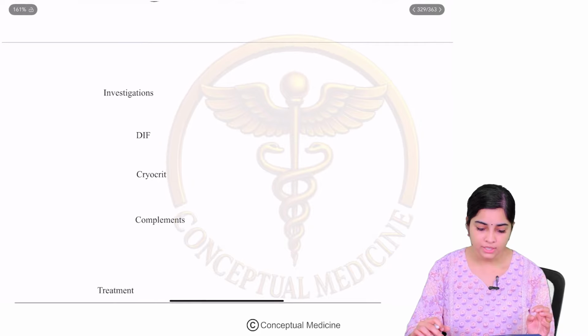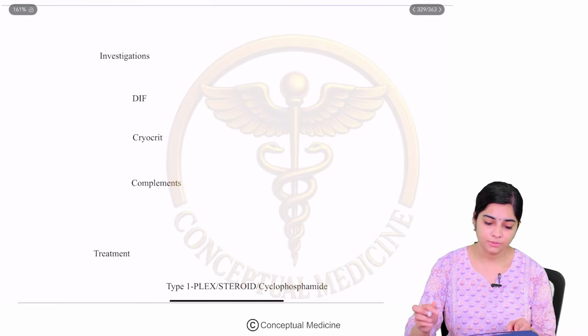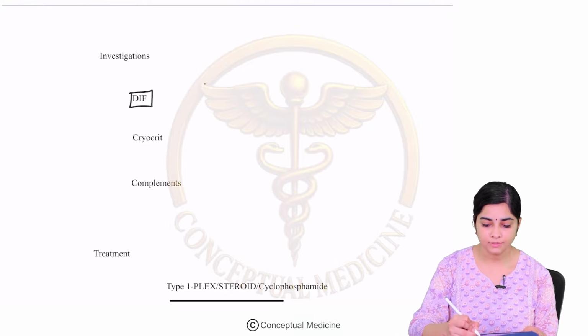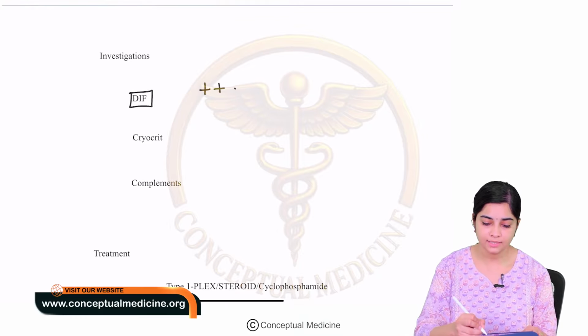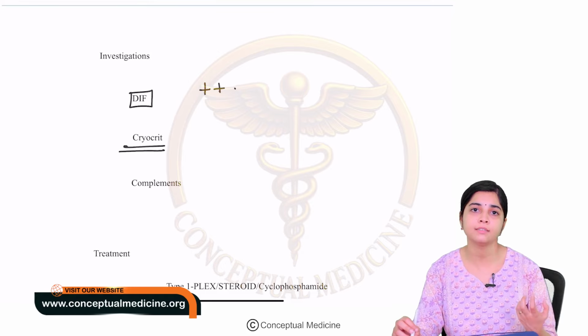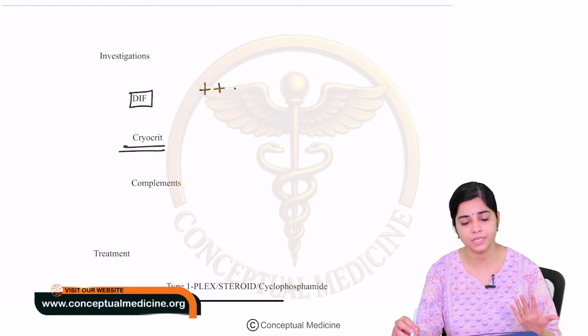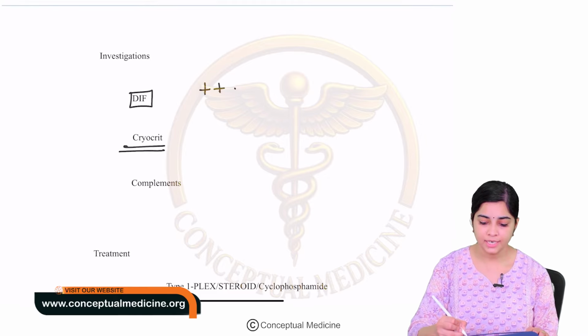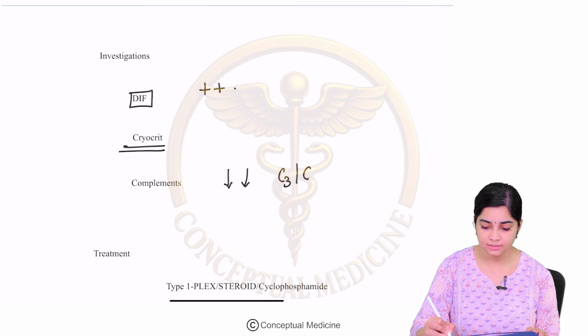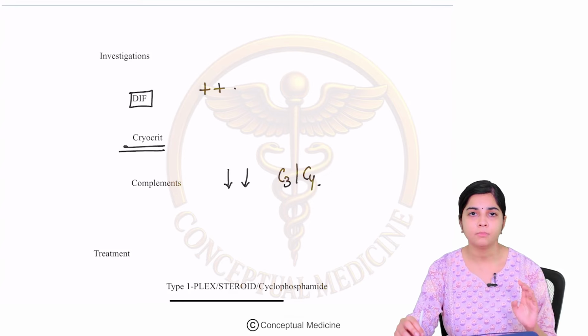Clear? So, what are the investigations that you want to do? If you do an immunofluorescence from the skin, it will be positive, right? The next would be a cryocrit test. Cryocrit is a specialized method of detecting these cryoglobulins where you find a precipitate at 4 degrees Celsius, right? And this is also characterized by hypocomplementemia. C3 or C4 levels will be low, most of the time C4 levels will be low.